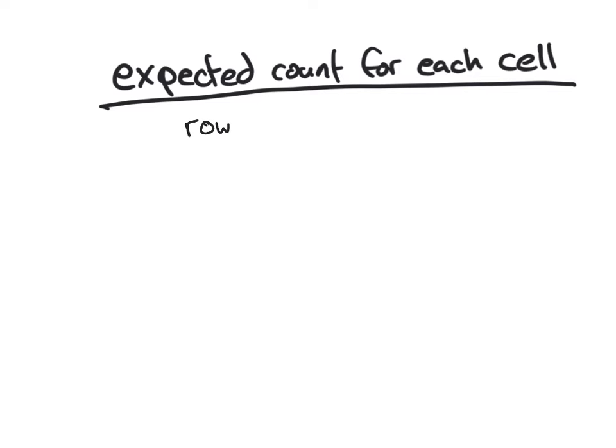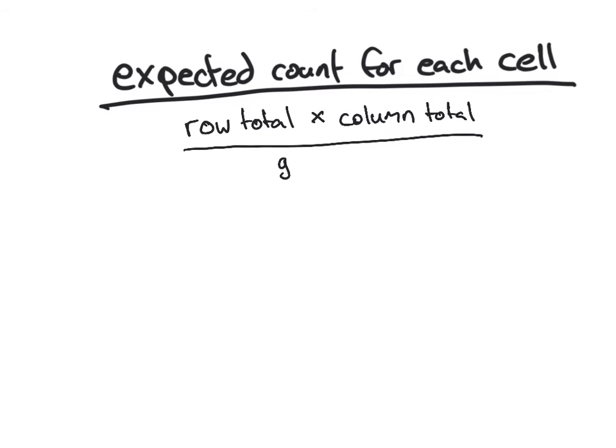You take that cell's row total, you multiply it by that cell's column total, and you divide it by the grand total. Right, so row total times column total divided by grand total. Right, that's what we would end up doing. So that's going to give us that for each of those cells.